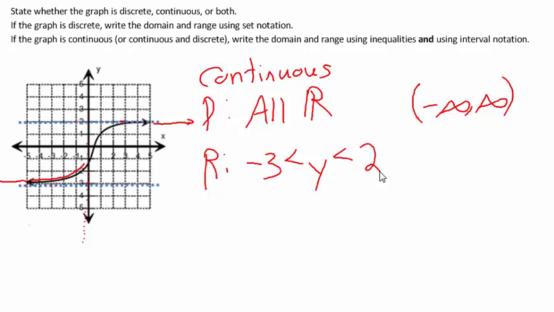And then as an interval, we would have everything from negative 3 to positive 2. Neither endpoint would be included. That's why we use the parentheses, just like how we do not have equal to signs in our inequality.